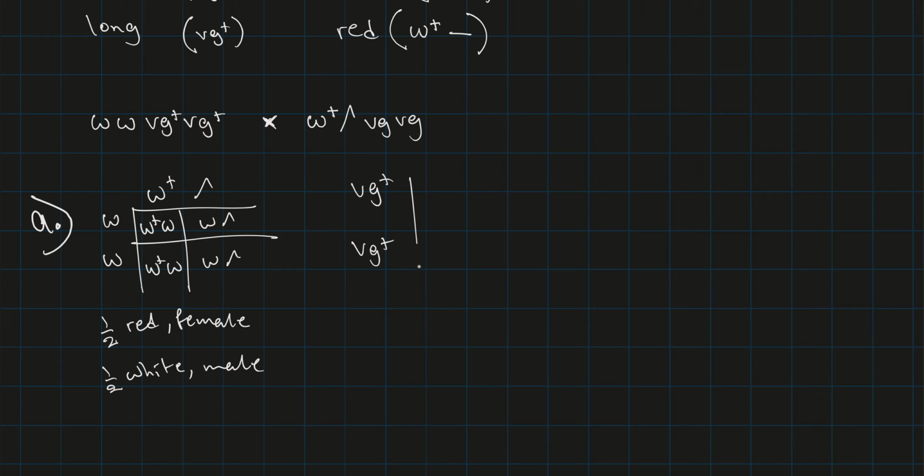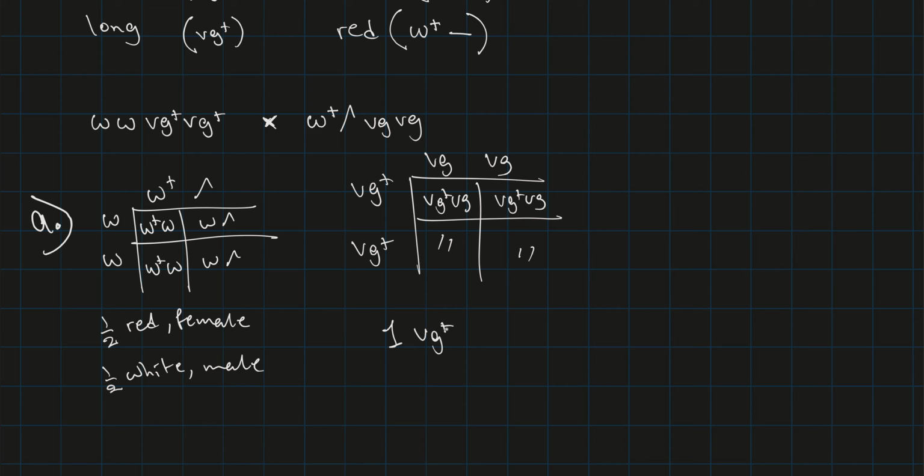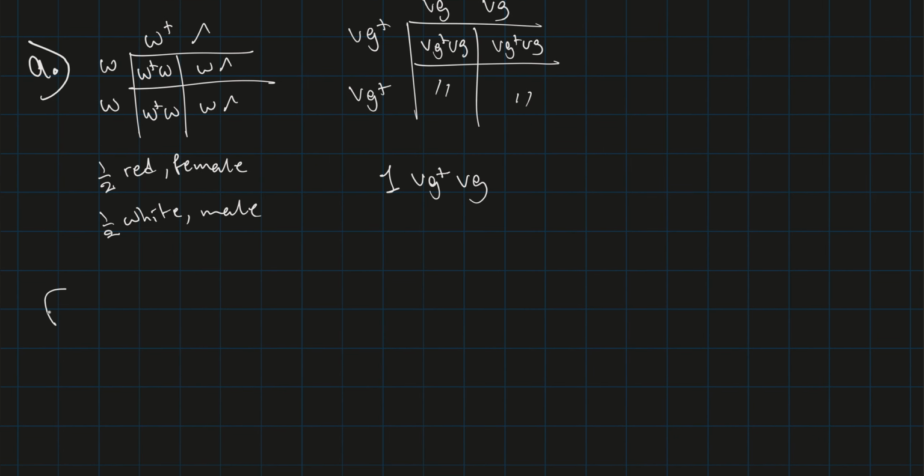Now for the wings over here, we have VG plus, and then another VG plus. This is for long wings. And then we have our vestigial wing male. When we cross these out, we get the same result all over. So we have VG plus VG, VG plus VG, and so on and so forth. So our probability of getting a heterozygous long-winged fly, male or female, is 1. It's 100%. It's going to happen all the time. So our F1 progeny is going to look like this.